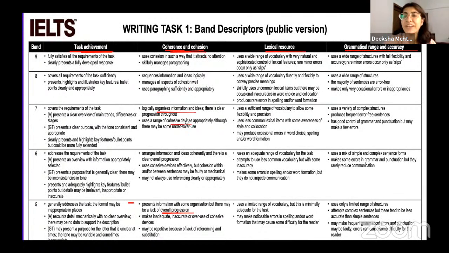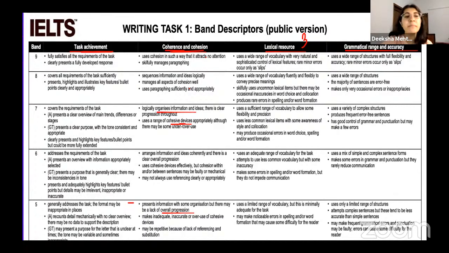So what are cohesive devices? Can you give me an example? For example, linking words: moreover, additionally, in addition to that, furthermore, nevertheless, although, even though, however. Okay. Now, third thing is your lexical resource. What is lexis? Vocabulary. And now what kind of vocabulary do they want me to use?